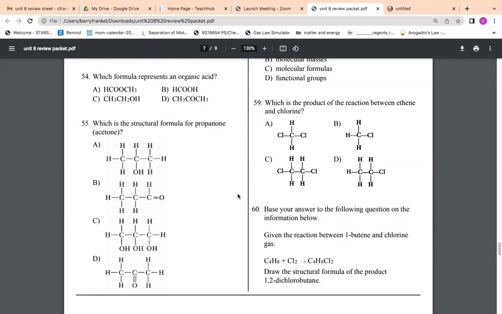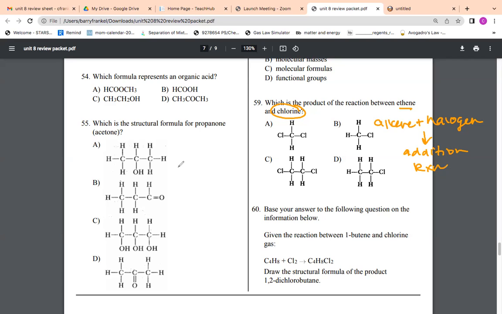59. Which is the product of the reaction between ethene and chlorine? So let's draw this out. I'm starting with an alkene, and I've got a halogen. If you take an alkene and a halogen and put them together, you're going to end up with an addition reaction, halogen addition to be precise.